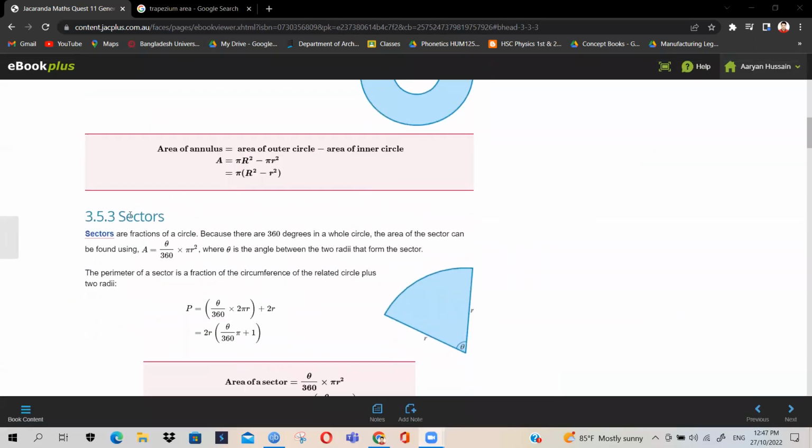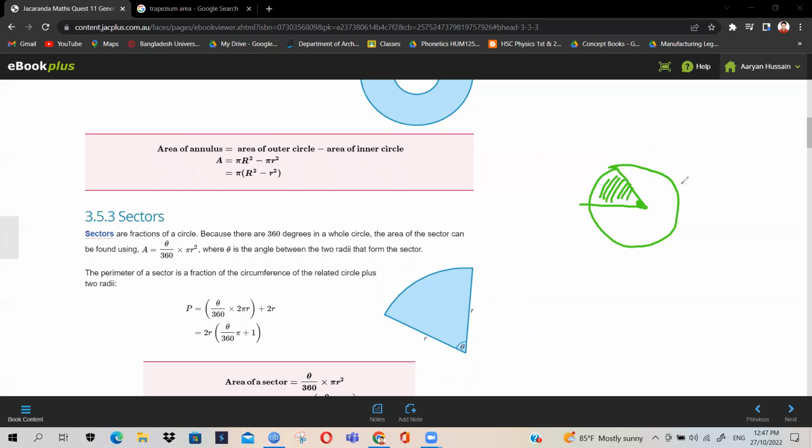And what are sectors? Sectors are fractions of a circle. Because there are 360 degrees in a whole circle, the area of the sector can be found using theta by 360 into pi r square. So what it means is, say for instance, you have a circle. Think about a slice of a pizza. Say you cut a sector, or cut a slice of it. The area of this is known as a sector.